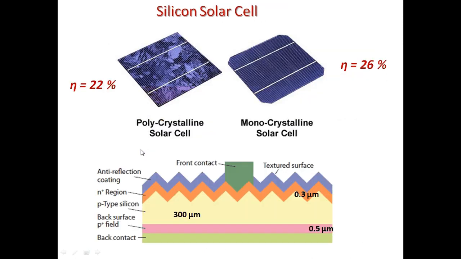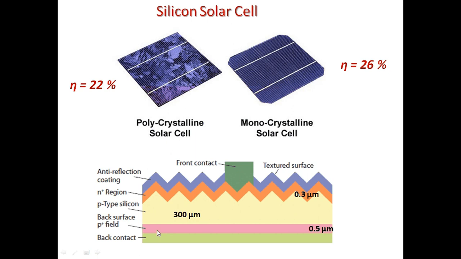So let's first consider the simplest thing, the silicon solar cell. We have seen how it works. By creating a PN junction, we can develop an electric field in my solar cell, which is able to separate my electron and hole pairs and produce electric current. So this is the basic structure. We have already seen the basic components of this solar cell.